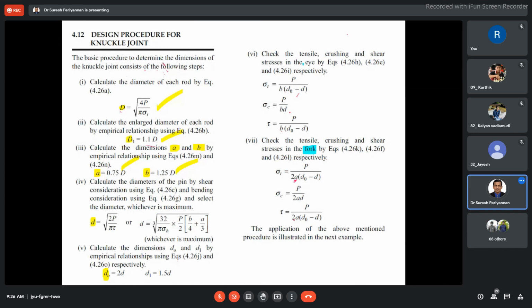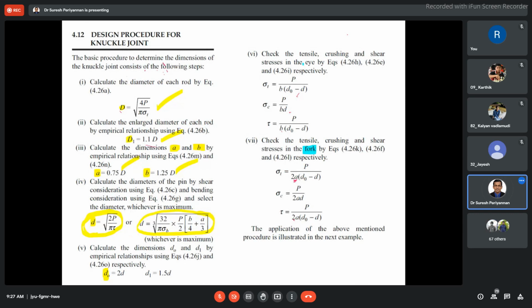Now this is for defining the pin diameter. See here, the pin is subjected to shear, and the pin is subjected to bending. Then we have to calculate the bending stress, as well as we know the permissible stress tau. From these two relations, this is the pin diameter D from the shear stress equation, and this is the D from the bending moment, bending stress equation. Then whichever is the higher value, we should consider for the diameter of the pin.